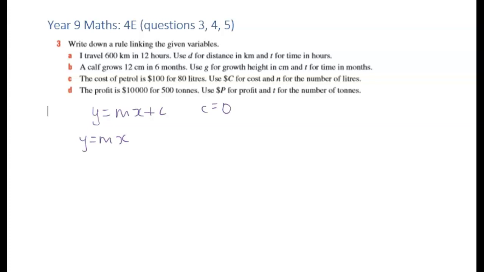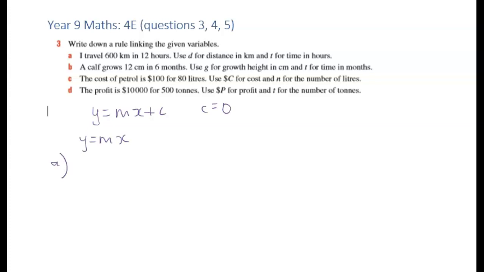You can have different starting points. So you can have maybe a tank of water being emptied. Let's say it was a 10,000 litre tank. Your value of c would be 10,000. But we don't need to do that for this one. We're just focusing on the gradient part now. So our y-intercept is just 0 for all of these.